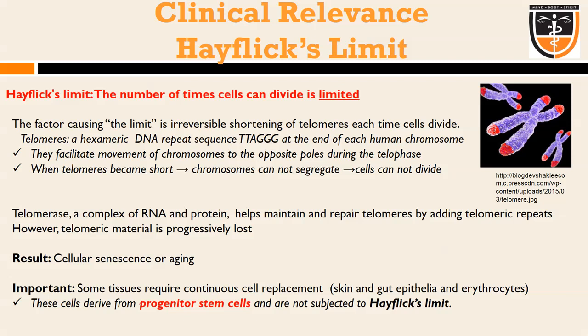We'll show you why this is so important. Some tissues require continuous cell replacement, such as skin, intestines, and erythrocytes. But these cells actually originate from stem cells. Stem cells, you've heard of them. These are the pluripotent cells that can divide and make any other cells of the tissue.